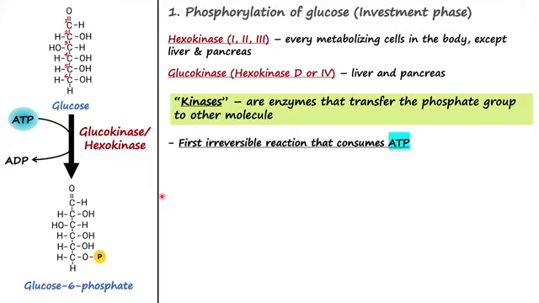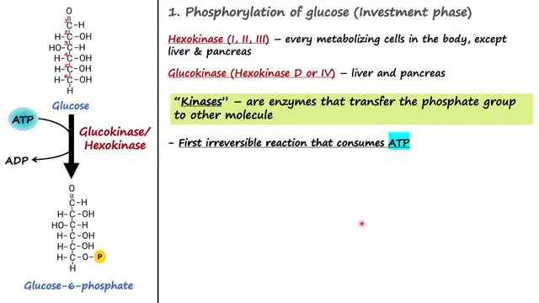Also remember that this is the first irreversible reaction of glycolysis that consumes ATP, and the glucokinase and hexokinase enzymes are heavily regulated. I'm not going to talk about the regulation of these enzymes in this video, but I will definitely have a lesson on regulation of glycolysis in the next video.